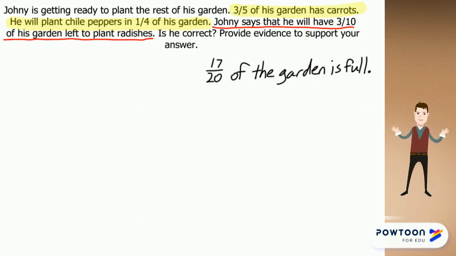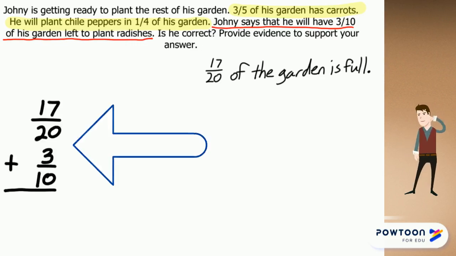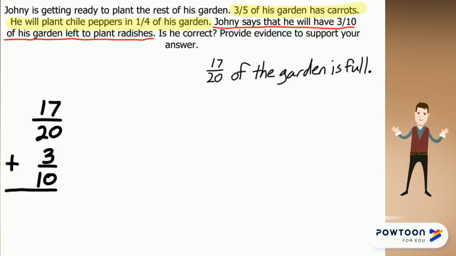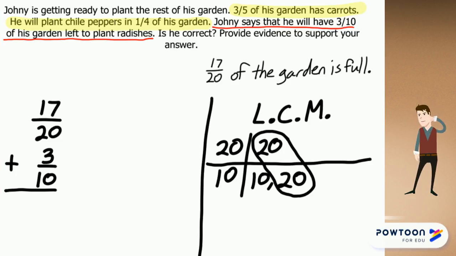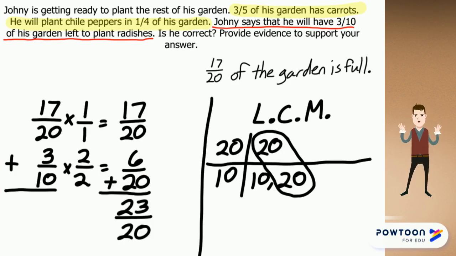Now we need to see if he can use 3/10 of his garden for radishes. I will solve this by adding 17/20 to 3/10. This will show us if there is enough space. First, we find the least common multiple of 20 and 10, which is 20. Now we rewrite our fractions as 17/20 and 6/20. The sum of these fractions is 23/20. This shows that Johnny does not have enough space.